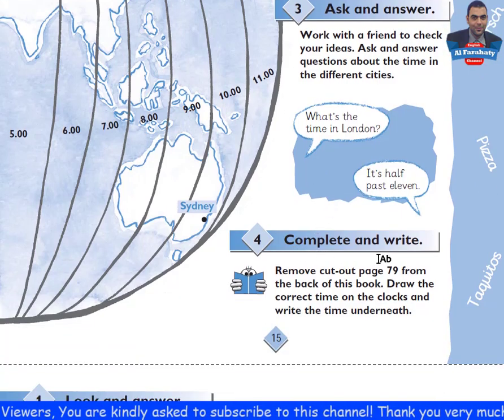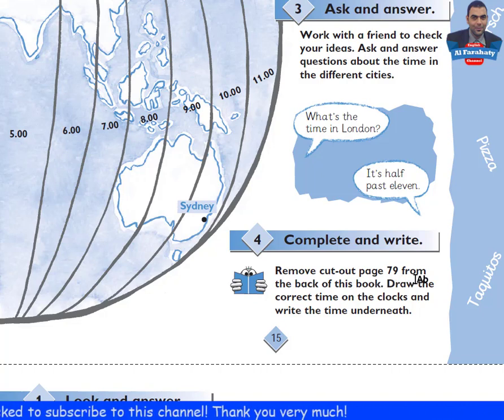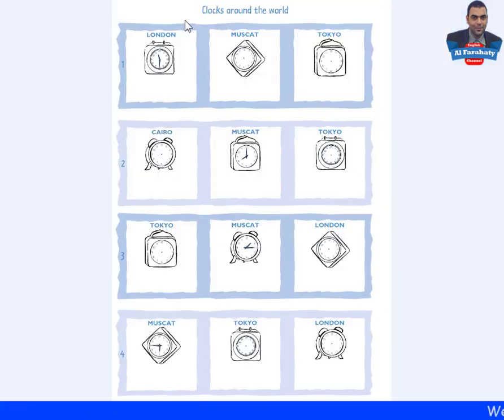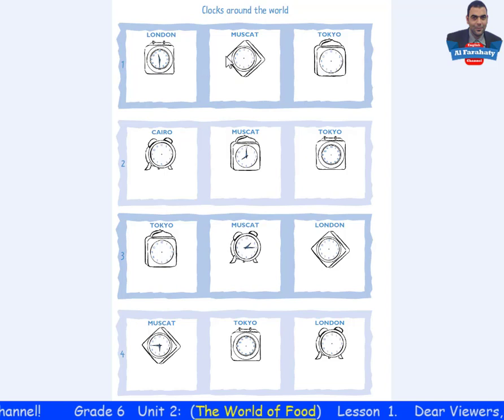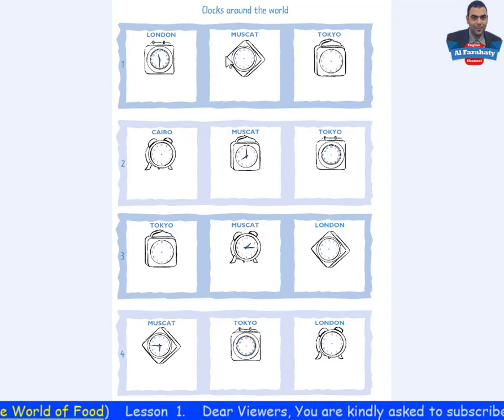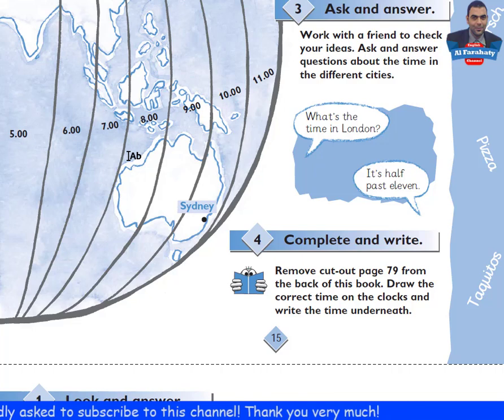Activity 4. Complete and write. Remove cutout page 79 from the back of this book. Draw the correct time on the clocks and write the time underneath. You are asked to remove the cutout page 79. Yes, this page. Remove it from the back of your skills book. Clocks around the world. London, Muscat, Tokyo. Cairo, Muscat, Tokyo. Tokyo, Muscat, London. Muscat, Tokyo, London. You have one clock here drawn correctly, and you are asked to draw the times on the other clocks. You can do this task at home, and I think now you understand the time zones.